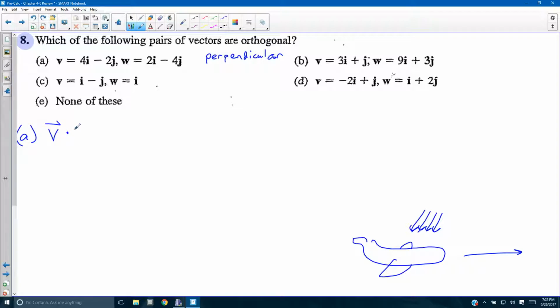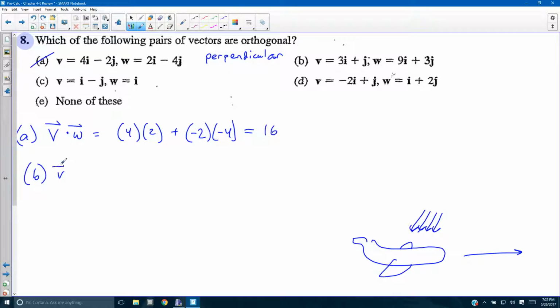If you look at the dot product of two vectors and the result is 0, that means your vectors are orthogonal. I will then show that afterward by drawing them both and saying, yeah, that makes sense. So V dot W for part A here would be 4 times 2, that's this times this, plus -2 times -4. Okay, so that looks like 8 plus 8, which is 16. So A is out.